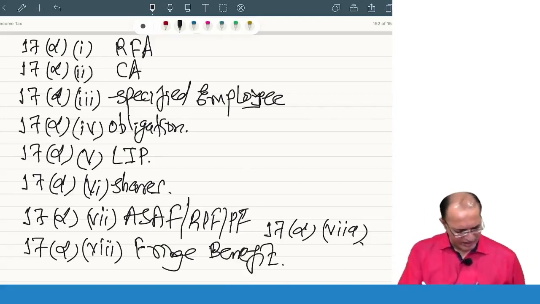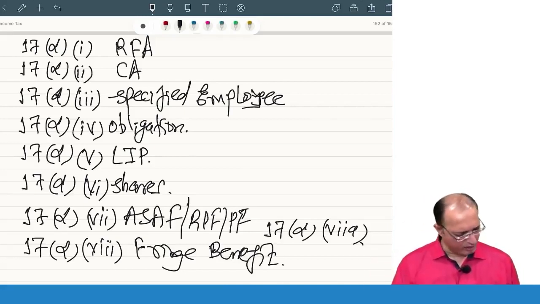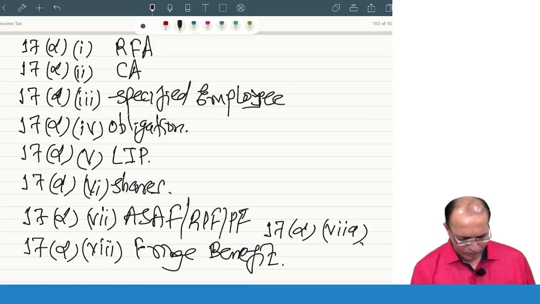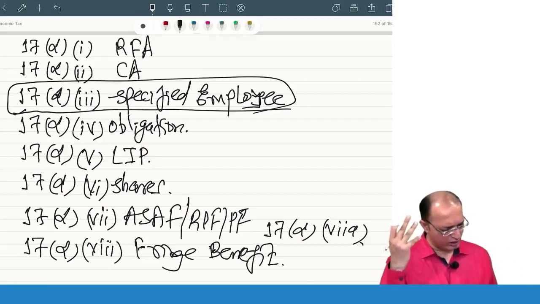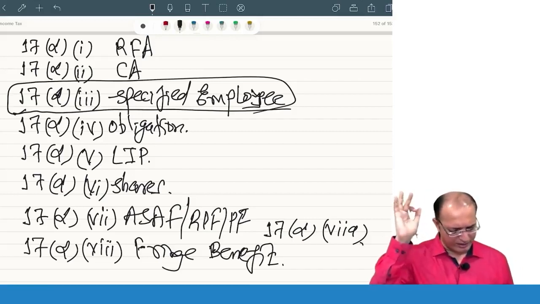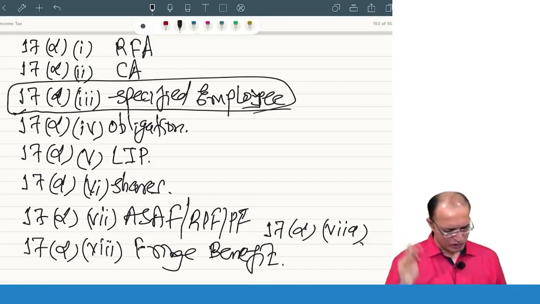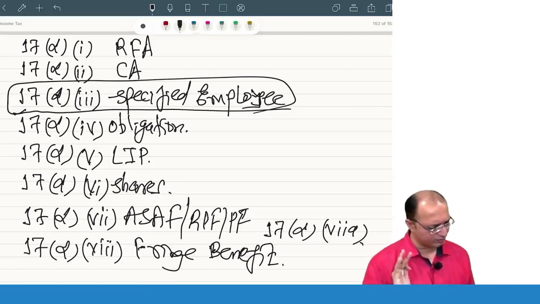Now out of these 8 points, you tell me which is the only one perquisite which is taxable only in case of specified employee. It is 17(2) clause 3. Keeping aside 17(2) clause 3, rest all are taxable in case of specified as well as non-specified. Rest all are taxable in case of all employees. Yes or no?